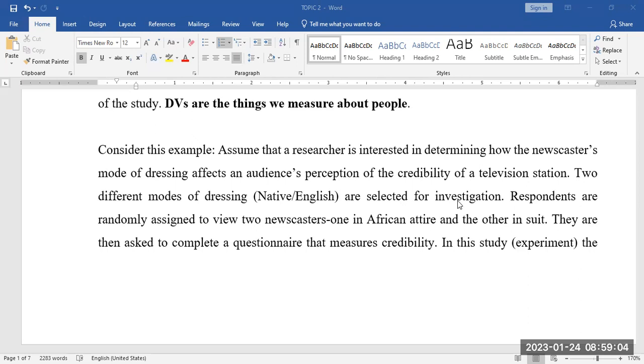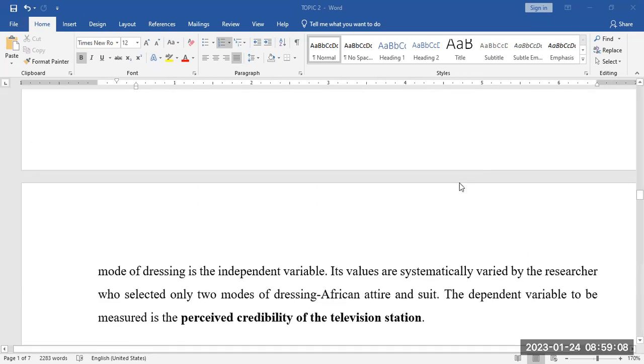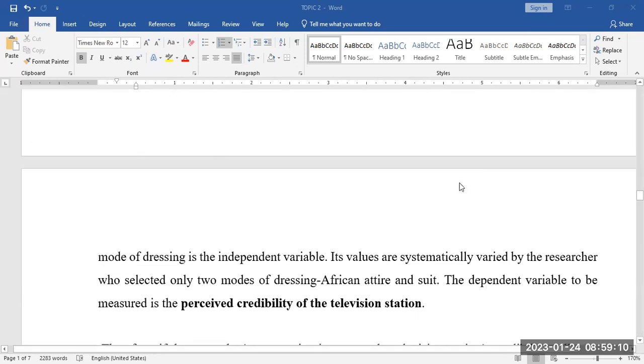So in this experiment, the mode of dressing is the independent variable, because its values are systematically varied by the researcher, because it is through the dressing that you will tell whether it is credible or not credible. That's why we are saying the mode of dressing is the independent variable.